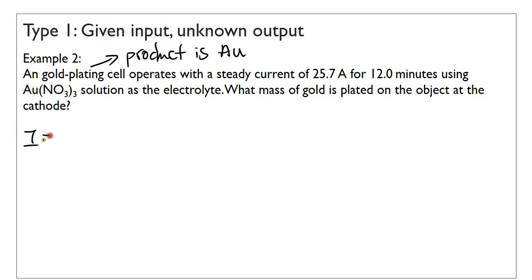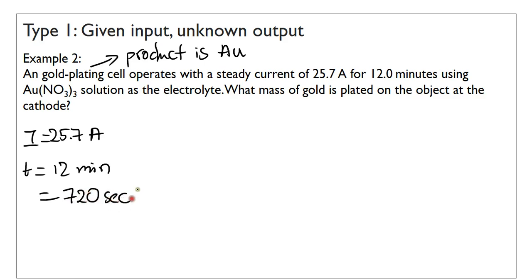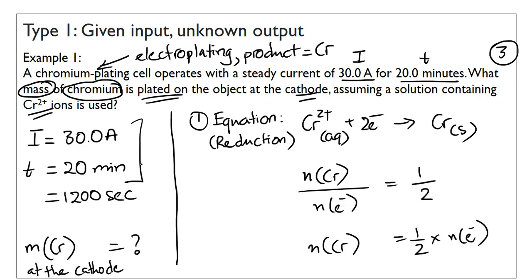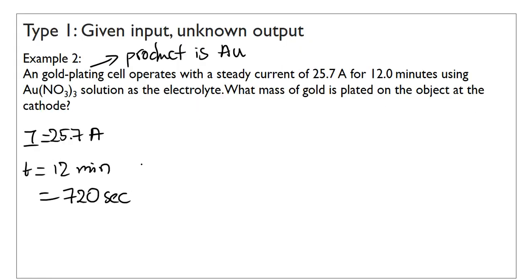So you know the current is 25.7 amps, and the time is 12 minutes, or let's convert it to seconds, 720 seconds. Using AuNO3 solution as the electrolyte. So once again, we're going to write the equation that produces the product that you have to find the mass of. Question asks for mass of gold.